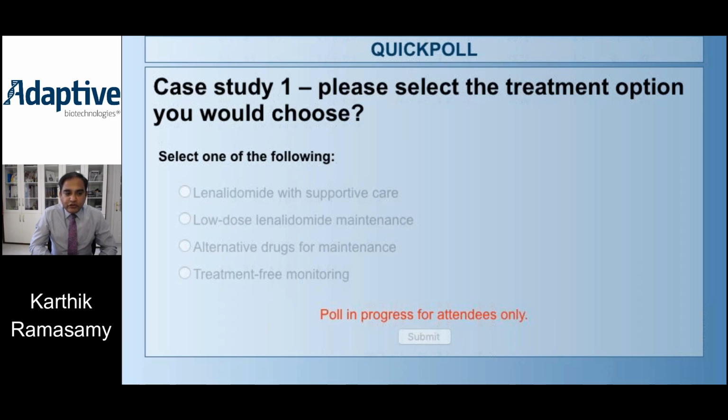Option 1, would you choose lenalidomide with some sort of supportive care to address the needs of the patient and move with maintenance? Would you use some sort of an unlicensed low-dose lenalidomide maintenance? Would you start considering an alternative drug therapy for maintenance? Or would you go with treatment-free monitoring for this patient? Please choose your option.